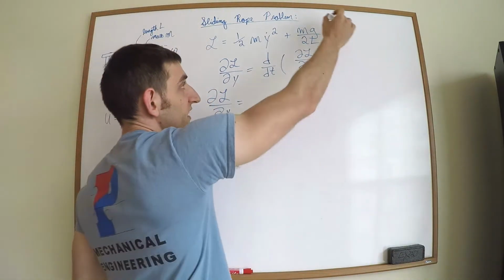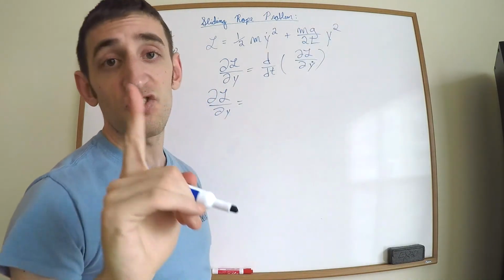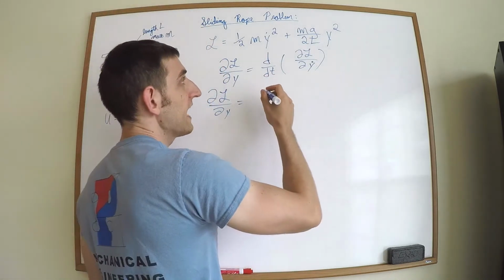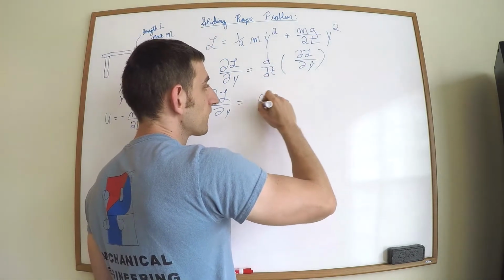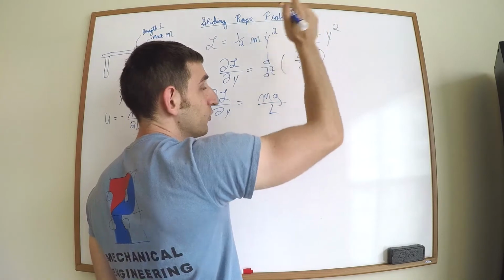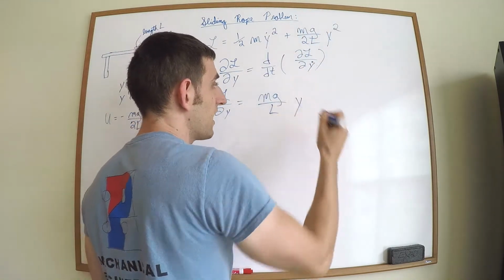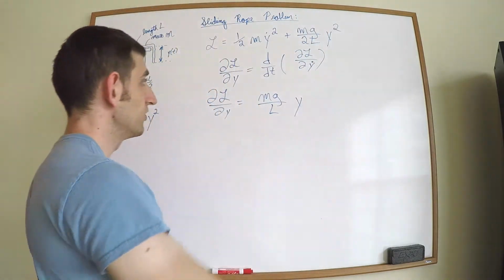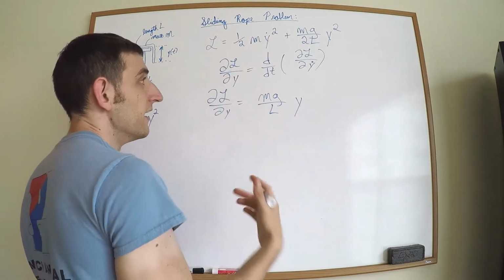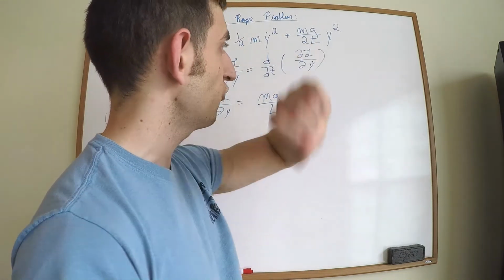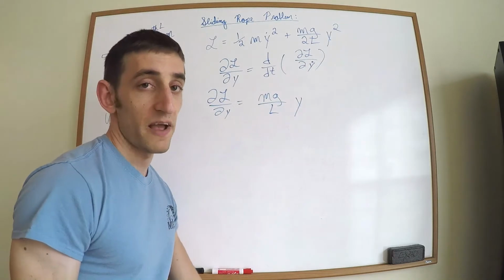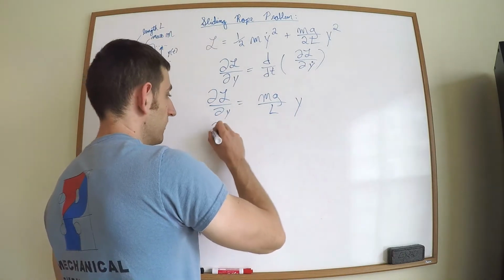So we take the derivative of y squared, that is 2y. We get mg over l times y, because that 2 canceled with the 2 that comes down. So that's the first term we're going to use for that guy. Next, what we need to do is compute the partial derivative with respect to y dot. So let's do that guy.